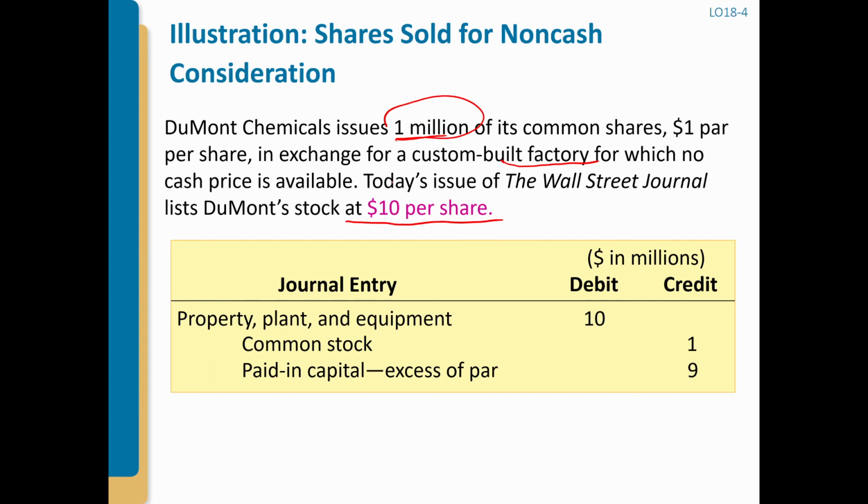So what's the total value of the common stock? It's 1 million times 10, which is $10 million. That is the value of this factory. So because we receive a factory, we debit property, plant, and equipment for 10 million, and we credit paid-in capital for 10 million. But in this case, the common stock has a par value of $1 per share, so 1 million times 1, total par value is 1 million. That 1 million goes to common stock, and the additional 9 million goes to paid-in capital in excess of par value.